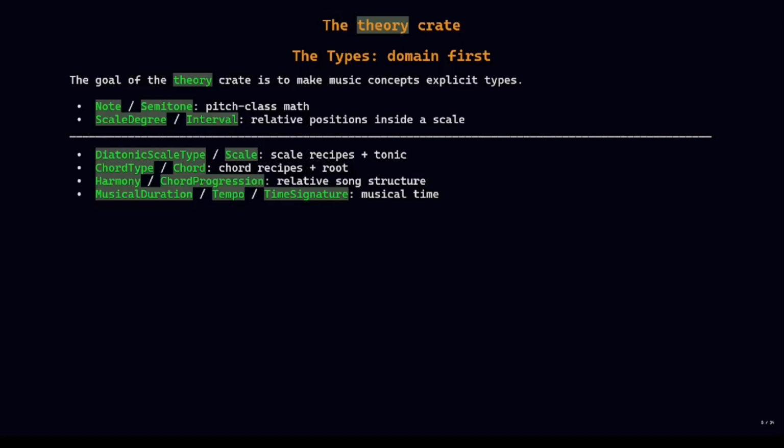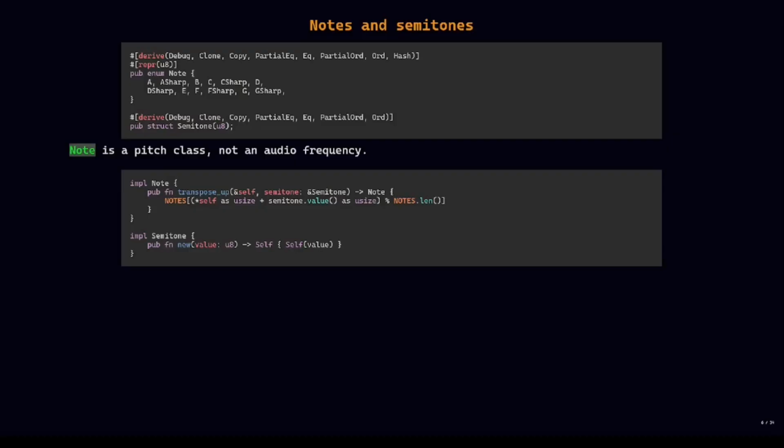The other type is going to be a recipe on how you can build something, and an instance of it. For example, a scale type, like a major scale or a minor scale, and then the instance of it is going to be when you attach a tonic to it. So, for example, when you attach a C to a major scale type, it becomes a C major scale. We'll see how the other types work in a similar way for the other patterns. So, starting with, for example, a note. A note is going to be just 12 notes from A to G sharp, and a semitone.